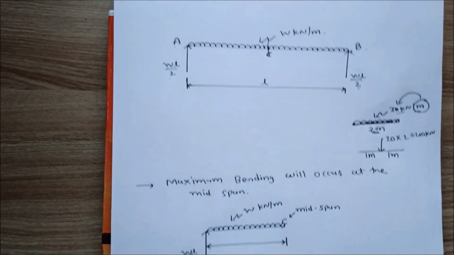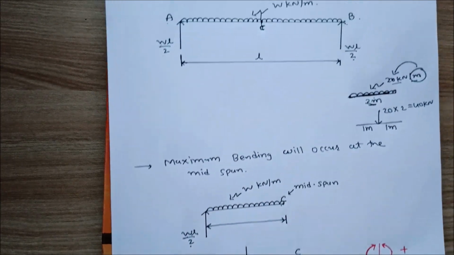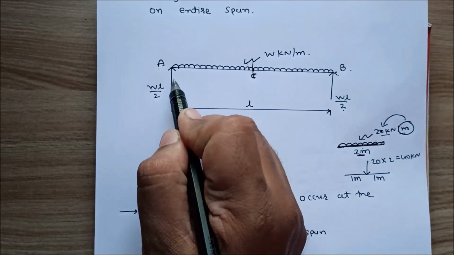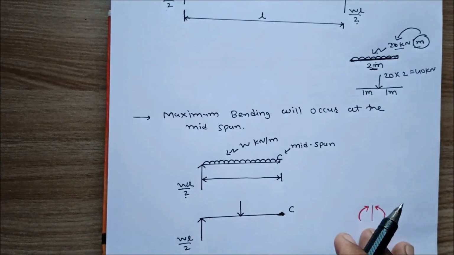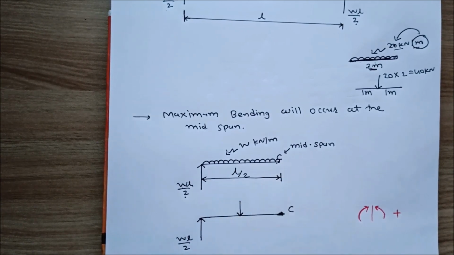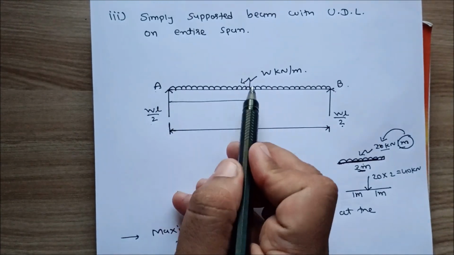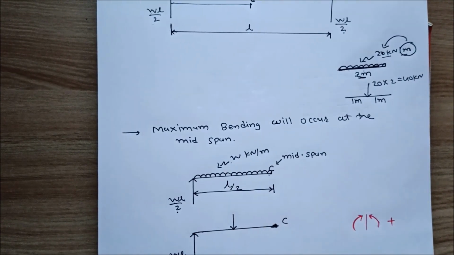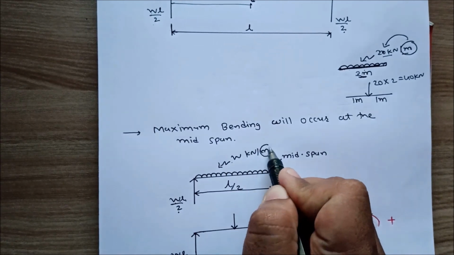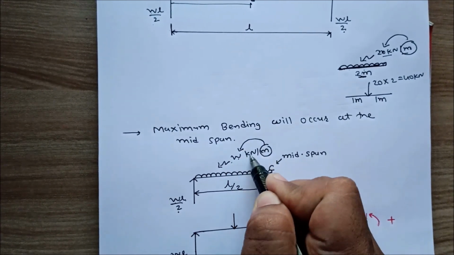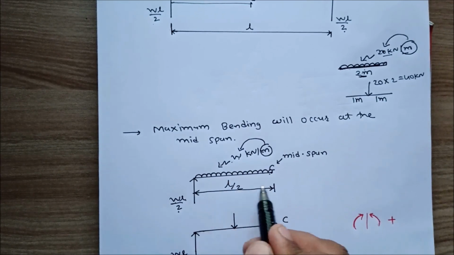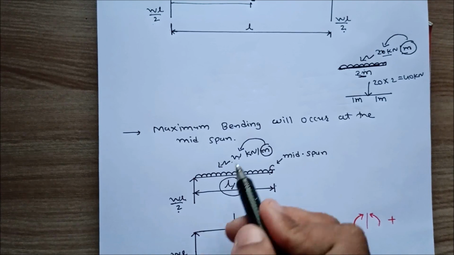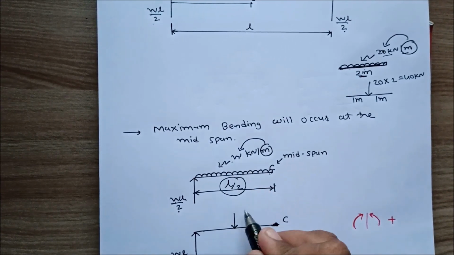There is one reaction, that is WL by 2. This UDL acts at its midpoint. So this length is L by 2. And between A and C there is a UDL of W kilonewton per meter. What is the meaning of UDL? In 1 meter, the load acting is W kilonewton. So in our case the length is L by 2, so the total load acting is W multiplied by L by 2.